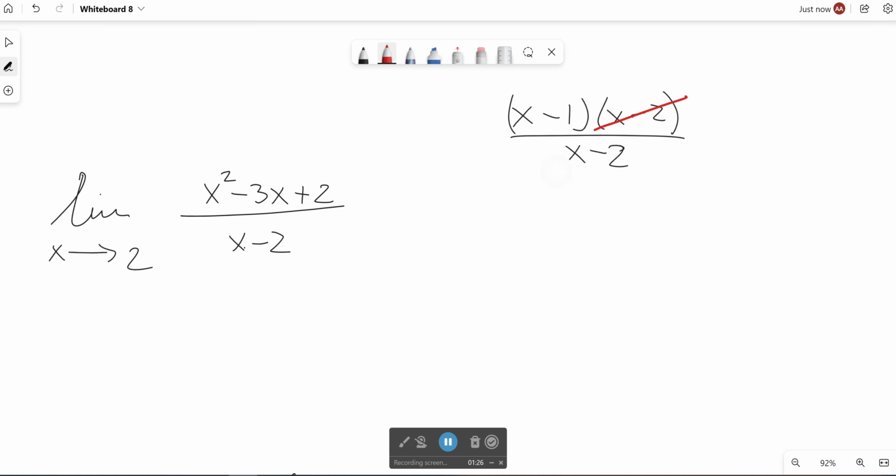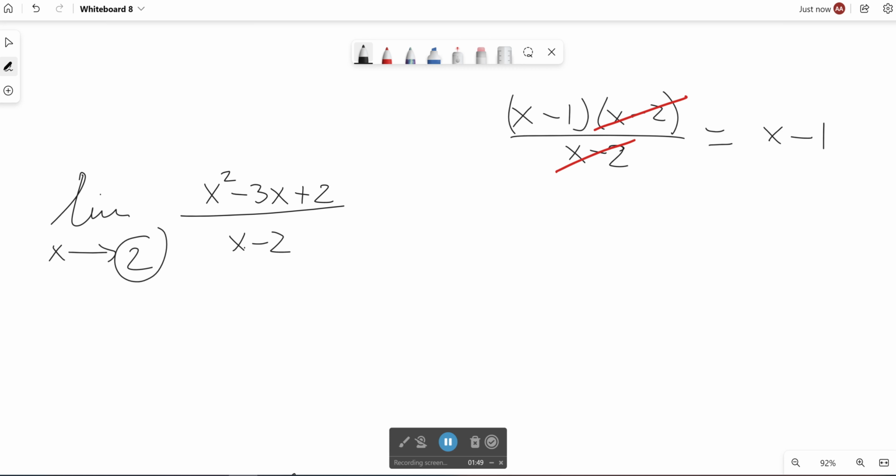And at this point, the common factors x minus 2 can cancel each other out. And therefore, my fraction turns into an equivalent function that's a linear function for which I can plug in 2 for x because it's defined at x equals 2.